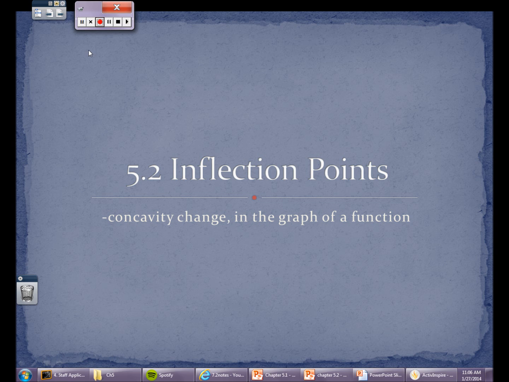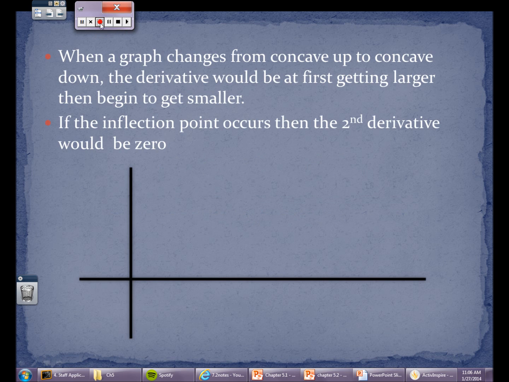Today I'm here to talk about inflection points. This is where there's a change in concavity in a function. When a function goes from concave up to concave down, that point where it changes over is an inflection point. This is going to occur when the value of the second derivative is 0.